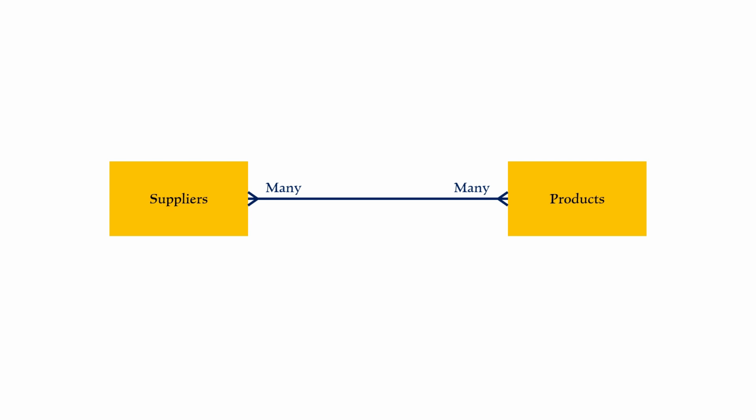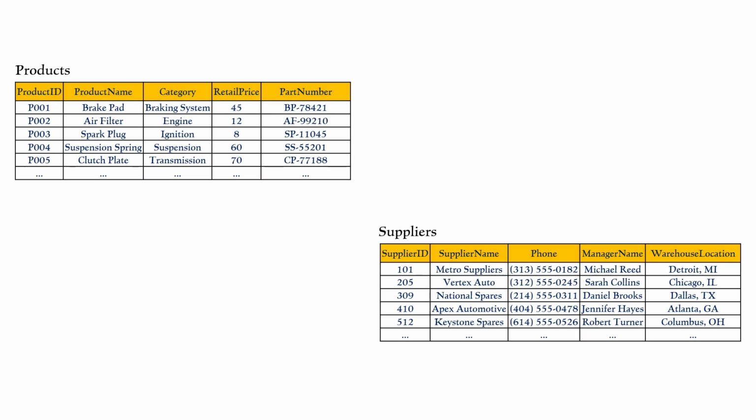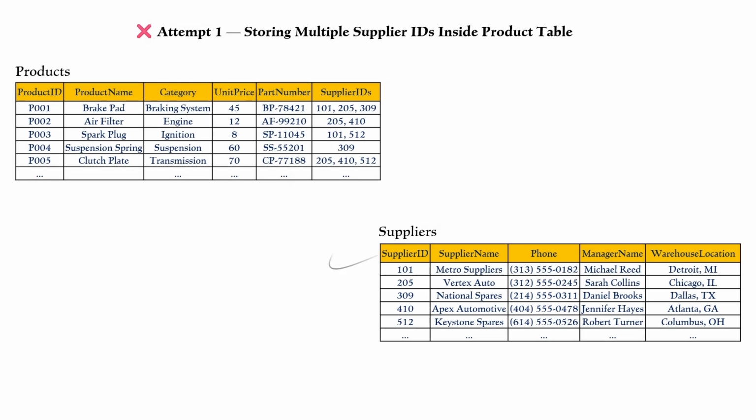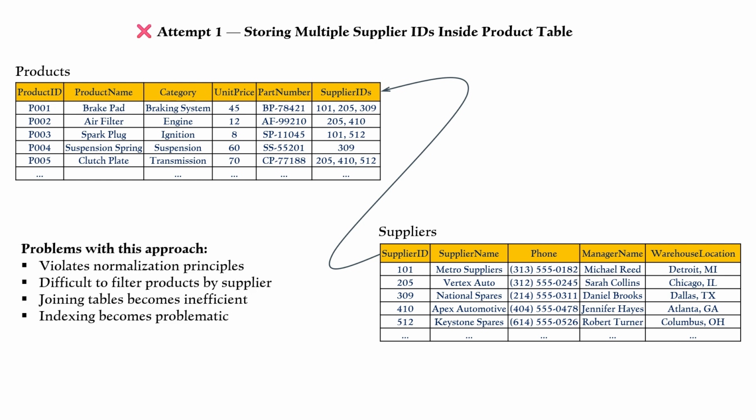Now, conceptually, this sounds very straightforward. But relational databases are not designed to handle many-to-many relationships. This is because they are fundamentally built around primary key and foreign key relationships, which naturally represent one-to-many structures. Let's try connecting the product table and the supplier table directly and see what kind of modeling problems this creates. Suppose we try to store multiple supplier IDs inside the product table. For example, a brake pad is supplied by supplier 101, supplier 205, and supplier 309. Now we're trying to store multiple values inside a single column. But this breaks basic principles of normalization and makes filtering, joining, and indexing extremely inefficient.